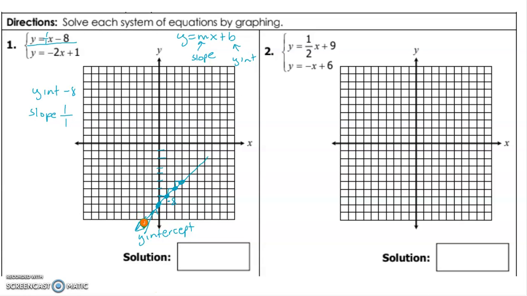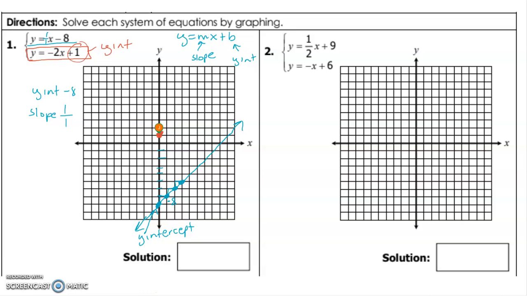All right, and then I'm going to do the same thing for the second equation. And I'm going to put the second equation in red just so it's easier to see. Okay, so this one will be in red. And for the second equation, remember my y-intercept is going to be 1. So this is the y-intercept, or the b. So that means I need to put a point at +1 on the y-axis.